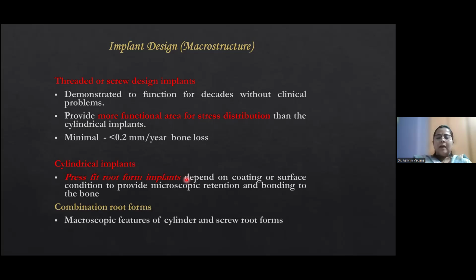In case of cylindrical implants, press fit root form implants, these depend on the coating or surface condition to provide the microscopic retention and bonding to the bone. And combination root forms have the macroscopic features of cylinder and screw root forms. So this is regarding the implant design.